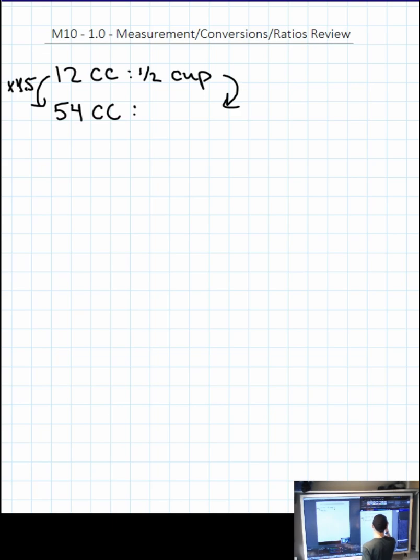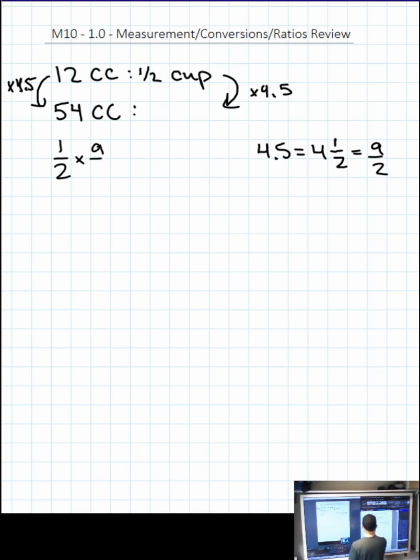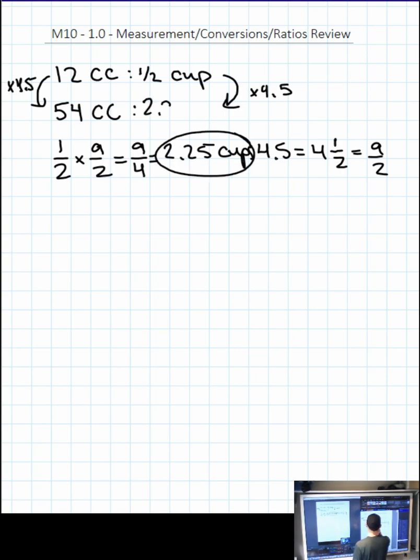Then if I take 1/2 and do the same operation, times 4.5, 4.5 times 1/2, let's do that as fractions. 1 over 2 times 4.5. Well, 4.5 is simply 4 and 1/2. Therefore, multiply bottom times left plus top, 9 over 2. 9 over 2 times 1 over 2 equals 9 over 4, which is equal to 2.25 cups. And we can put that answer in our ratio.